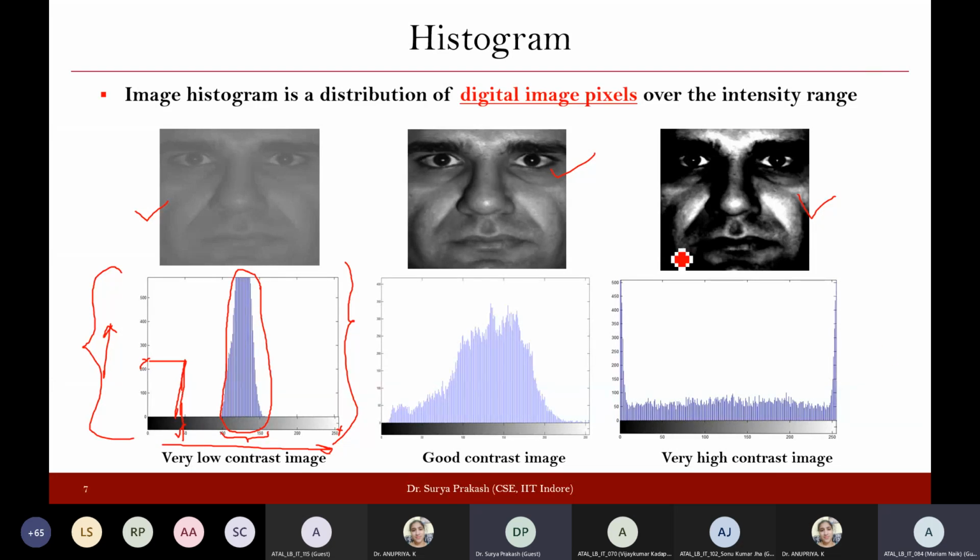All right. So I was just discussing here that we have three different types of images. Two images have very poor contrast: in one case we have very low contrast, and in another case very high contrast. And then at the center you have a good image which has acceptable contrast.